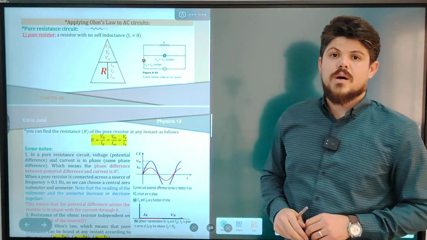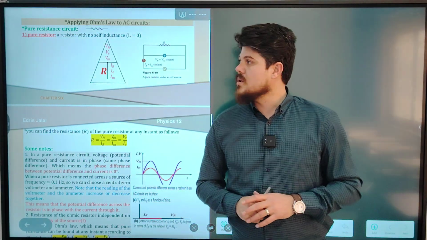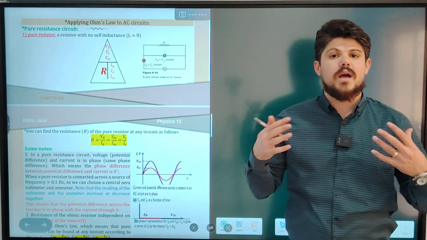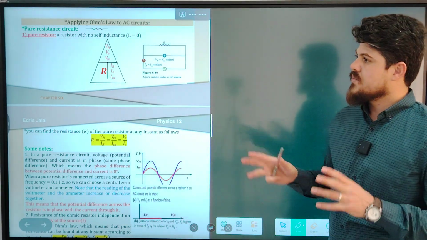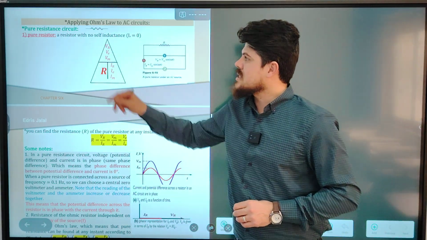Guys, in today's lesson we are focusing on applying Ohm's law to AC circuit. Applying Ohm's law to AC circuit. We have three different cases. The first case, pure resistance circuit.